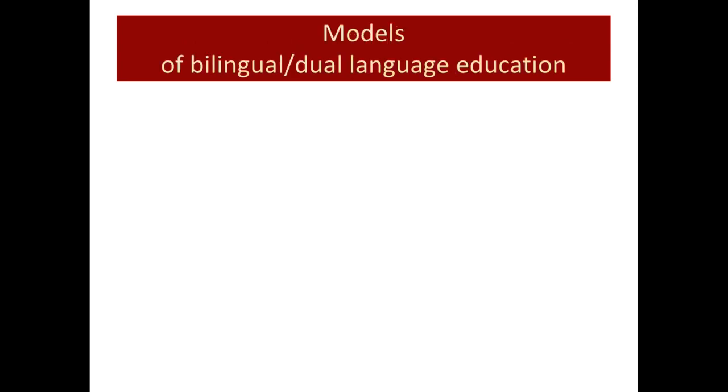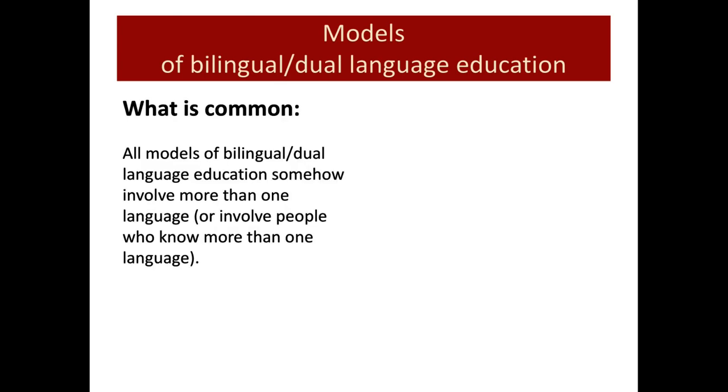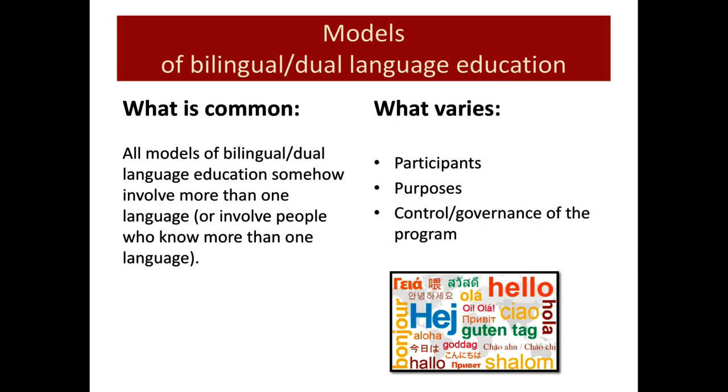So in terms of the models of bilingual and dual language education, what's common is that all of the models somehow involve more than one language or involve people who know more than one language. What varies are who participates in the programs, what are the purposes of the programs, and who controls or governs the program.